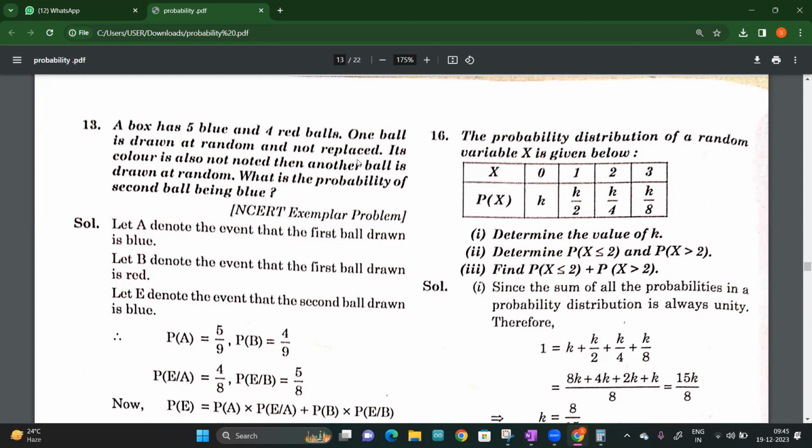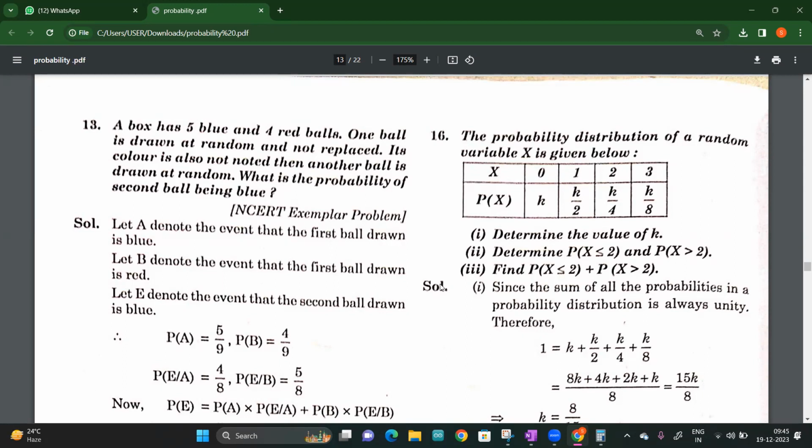And another ball is drawn. Not noted means what? It may be any color, we don't know. And it will be replaced. That means you are first selecting one ball, observing it, and throwing it again in the box, in the bag. You are returning the ball again, and one more ball is selected from the same bag. Okay, and what is the probability that the second ball is blue?